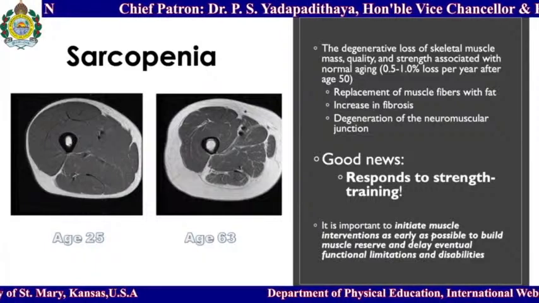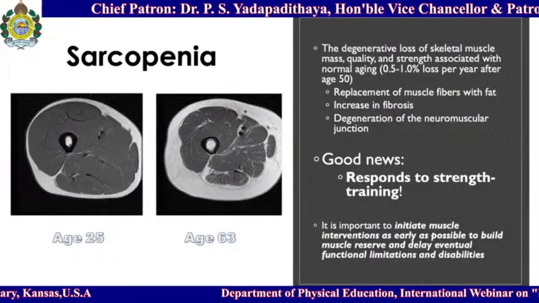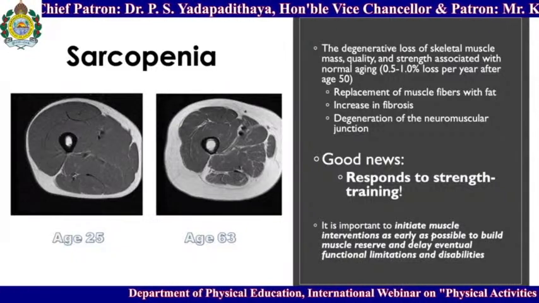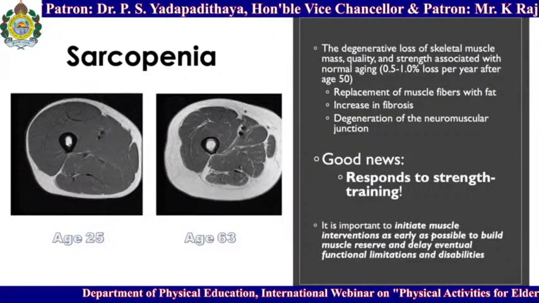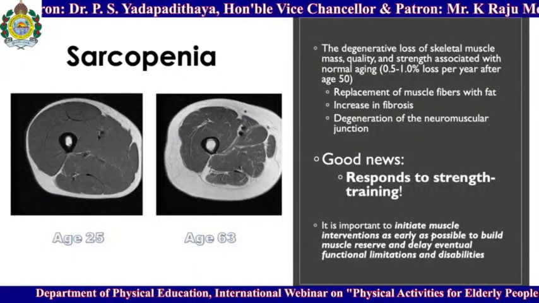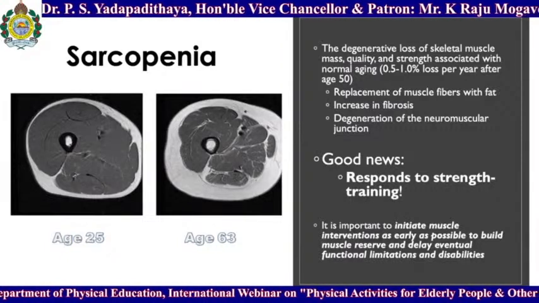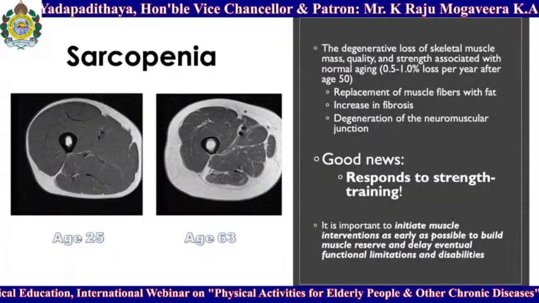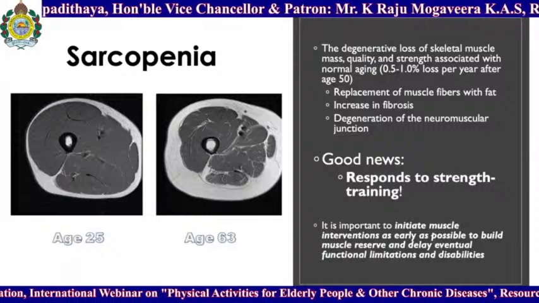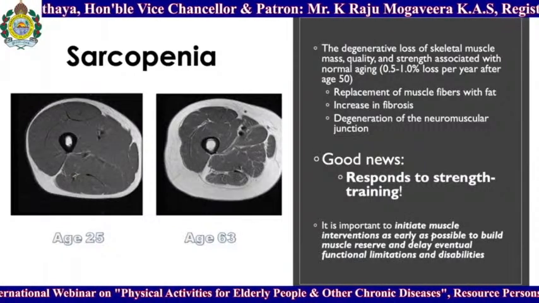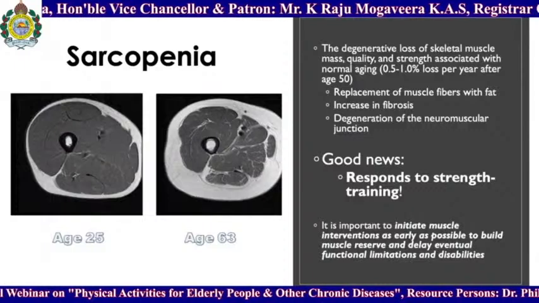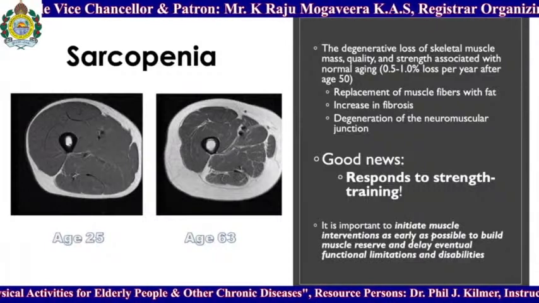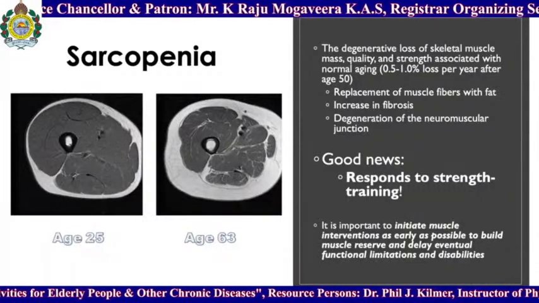Because it responds to strength training, it is so important to actually initiate these strength training interventions as early as possible, again, to build that muscle reserve and delay those eventual functional limitations. So if we know that our muscle mass and strength are going to decrease 0.5 to 1% per year after age 50, wow, how important it is to actually build up the mass before 50, so that with that degeneration, you have so much reserve that you can age successfully.